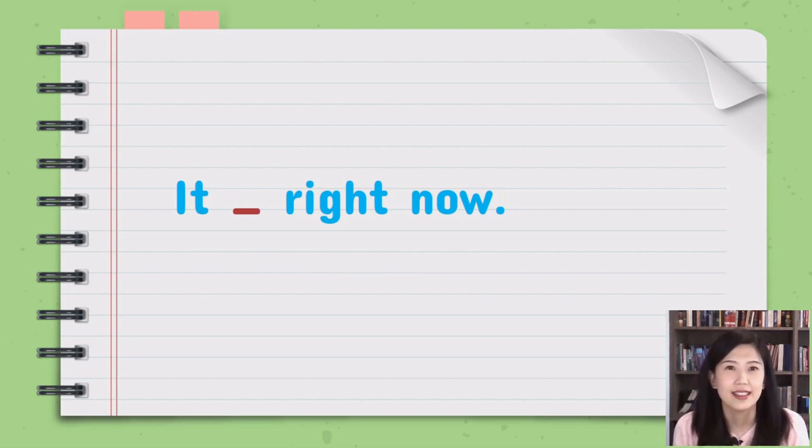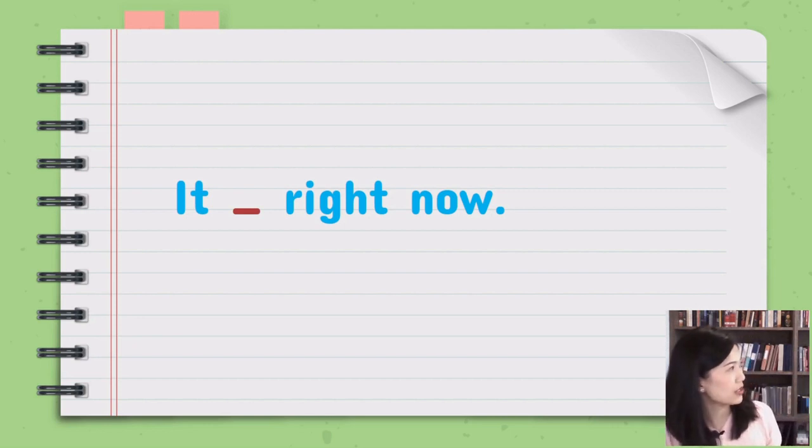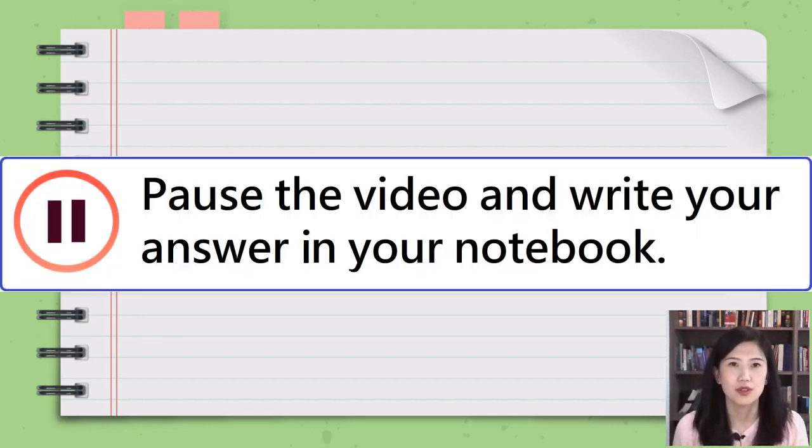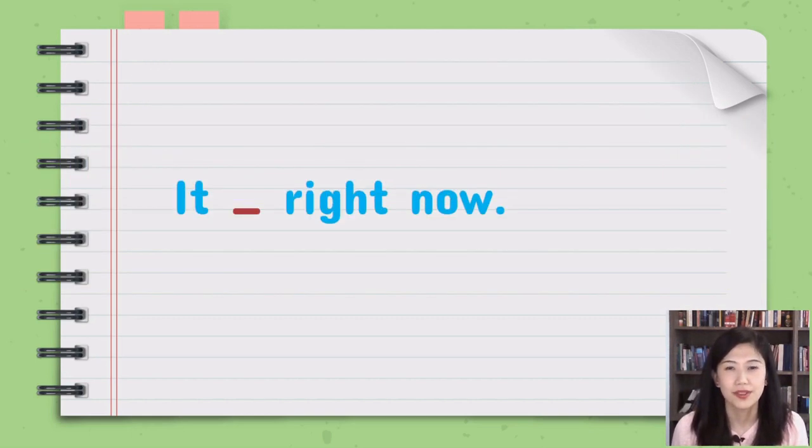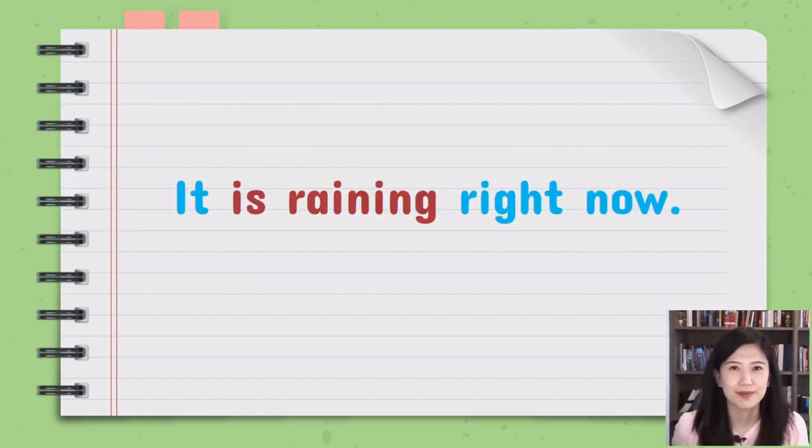Next sentence. It right now. Let's look out the window. You're hearing some loud sounds. What's the right word? It is raining right now. It's happening right now.